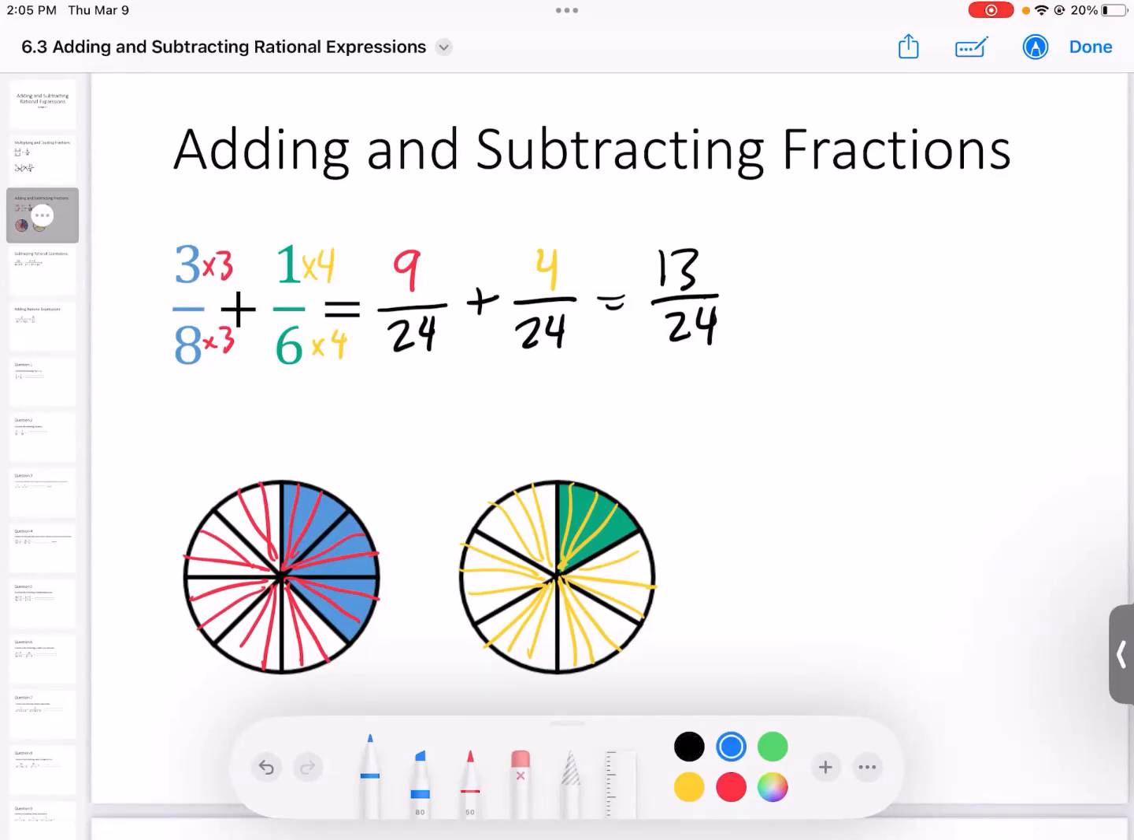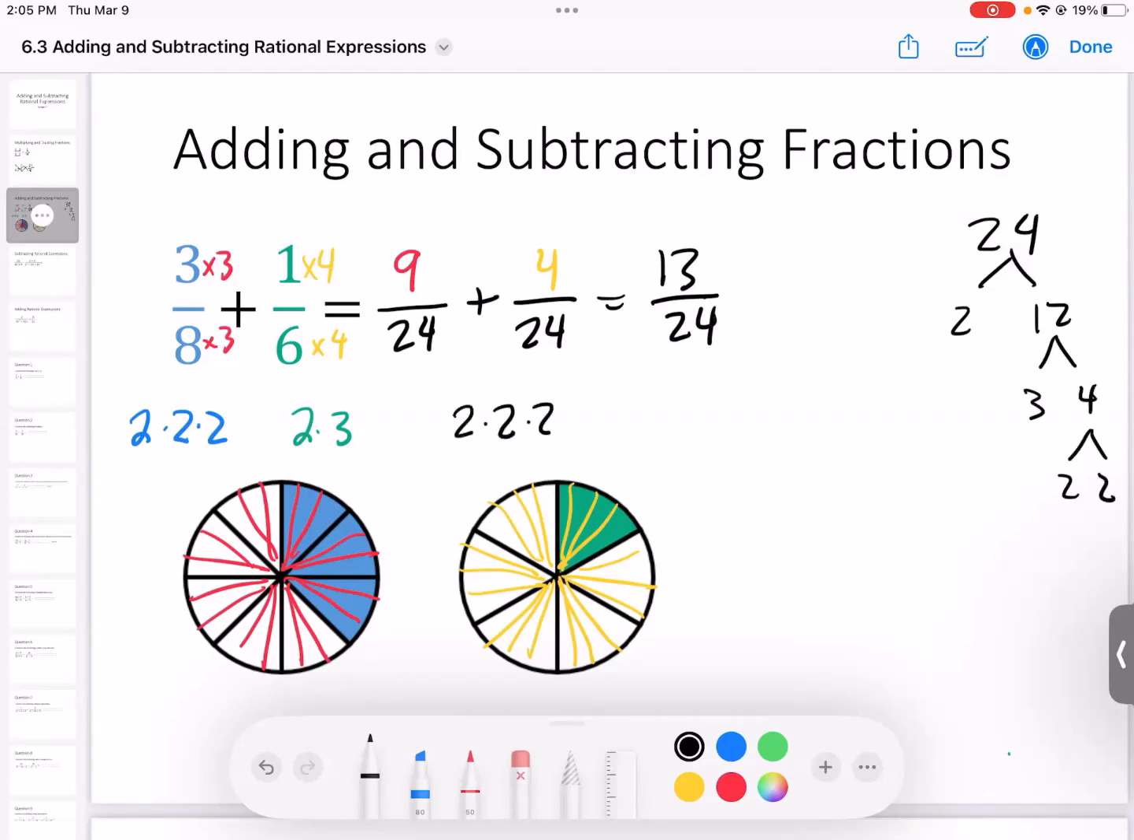So the factors of 8 are 2 times 2 times 2. If you were to break them down into prime numbers, you would end up with 2 times 2 times 2. And then the denominator 6 could be written as 2 times 3. That would be the prime factorization of that. And then 24, let's split that up. 24 could be factored into 2 and 12, but 12 can be 3 times 4. 4 is 2 times 2. So it looks like the common denominator 24 has 3 2s and a 3.